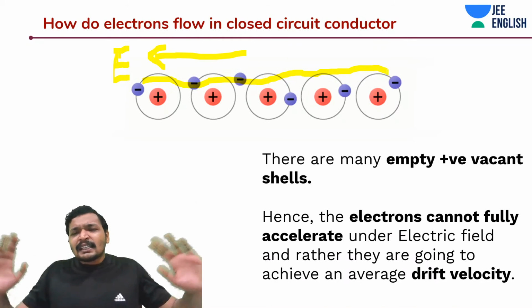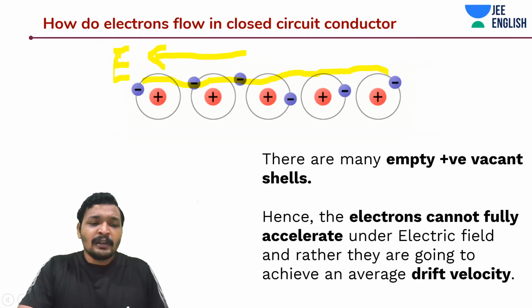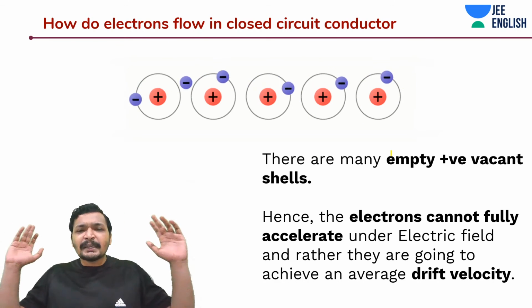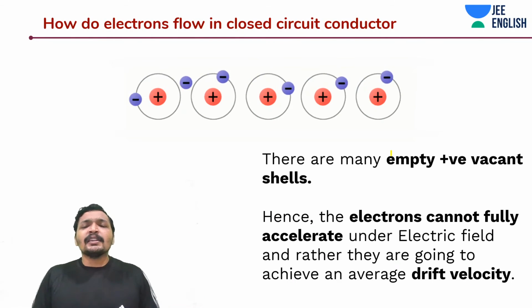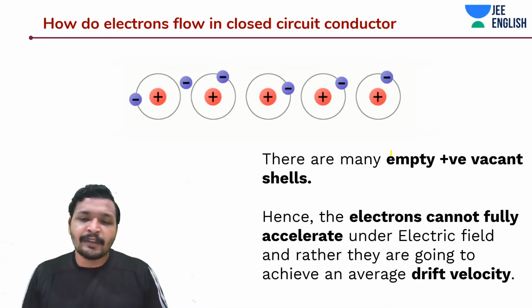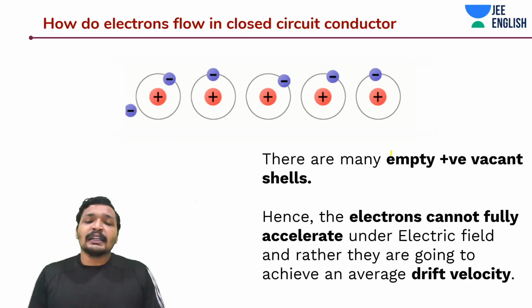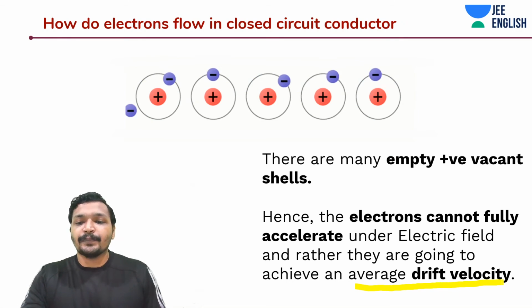And there are many such vacant spaces. This animation is just a 1D representation. But there are many, many such spots. So when I'm talking about many such spots, that means if you imagine the overall system in 3D, it is also behaving like this. Hence, the electrons are not accelerating and they have achieved an average drift velocity.